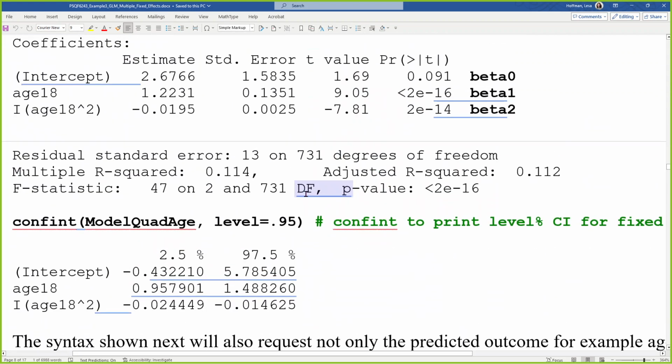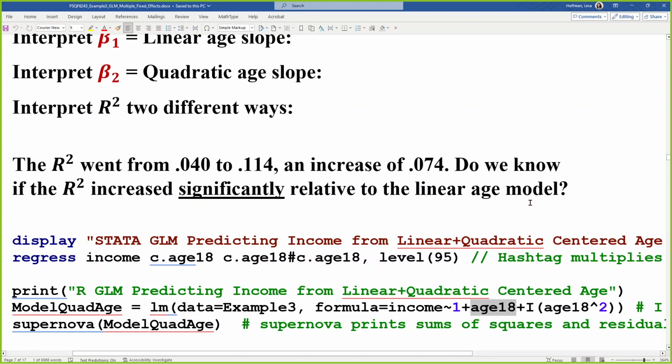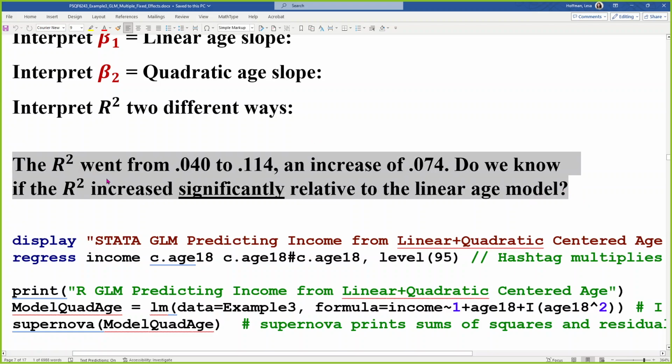So the other question that I had is, how do I know if the change in R² is significant? So the linear model had 0.04 as an R². This model that added a quadratic slope increased the R² by 0.074 up to 0.114. Well, that's more, right? I've explained more variance, so that seems positive. That's good. Is it significant? And where do I look for that?